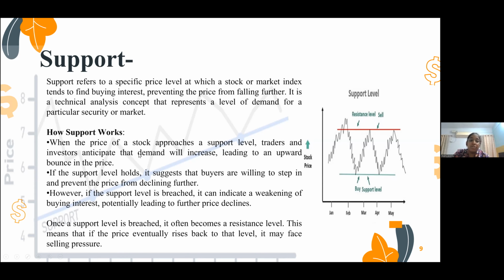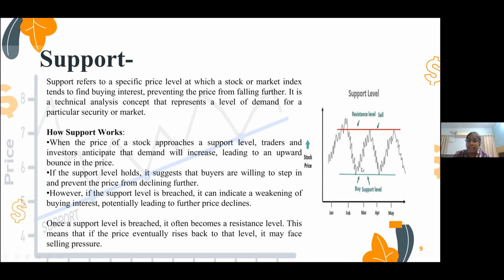How does support work? When the price approaches a support level, traders and investors anticipate that demand will increase. Surely, when the price reaches 5,000 rupees, there are many traders who think, yes, now we can buy this stock. This is in our range. Now we will buy, leading to an increase in demand, which makes the trend go upward. If the support level holds, it suggests that buyers are willing to step in and prevent the price from declining further. So if the support is here and the price goes like this and then comes back, it is not breaching this support level line.